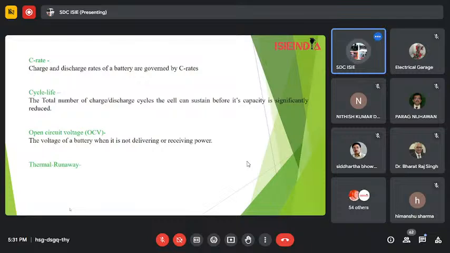Thermal runaway. What is thermal runaway? See, just like our firecrackers, right? If I burn a firecracker, it will let another firecracker burn. It will let another, right? So thermal runaway is the same. It will burn the other cells, or the cell will burn itself within its active material. Whatever active material is present inside the battery pack or that cell will get burned and will cause other cells to burn out.